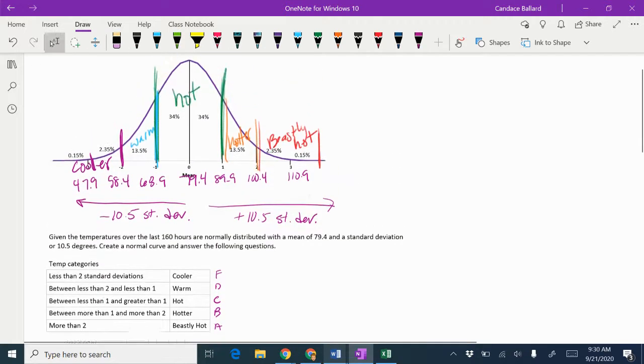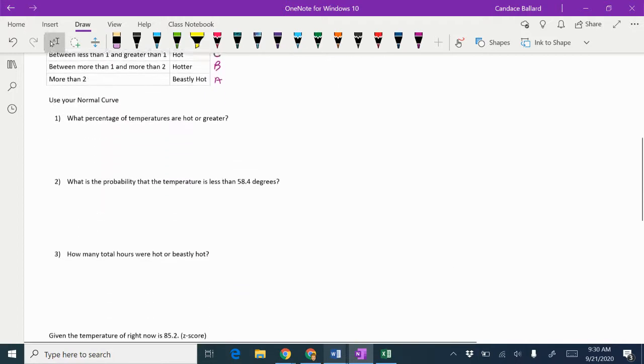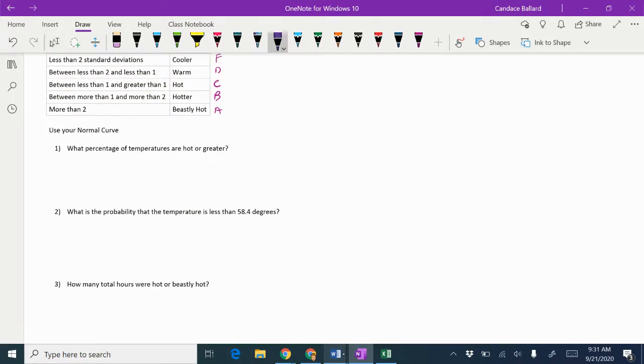And this is where a lot of people fell into trouble. Hot or greater, I'm going to highlight something. Don't highlight this. It does not start there. You can highlight this. It starts here and goes up. So it doesn't start at your mean and go up. It starts at the edge of that window and goes up. So it said hot or greater, and when I do this, I'm adding these percentages together. So this one would be 34 plus 34 plus 13.5 plus 2.5, and that equals 84%.